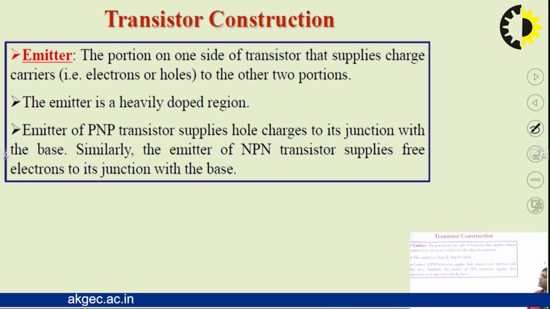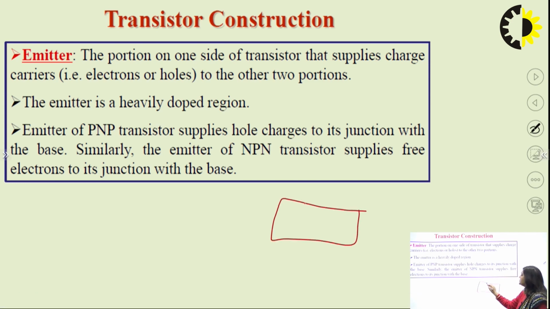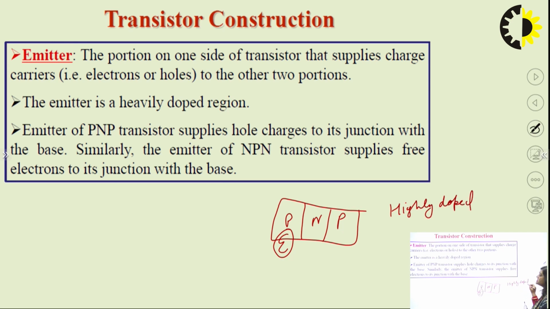First, if we take the three terminals of the transistor, this is P, this is N and this is P. So, the first part is the emitter. While designing any transistor, we have to keep some points in our mind: the emitter must be highly doped, because it provides the majority charge carriers, and these charge carriers contribute to the output current.